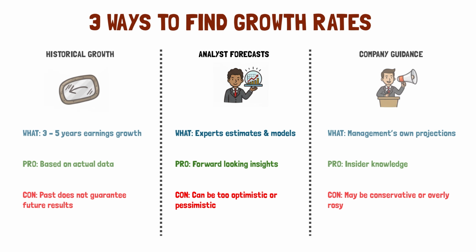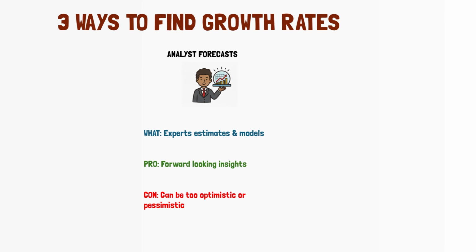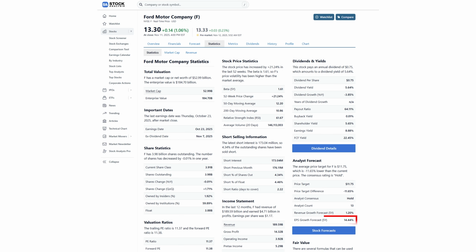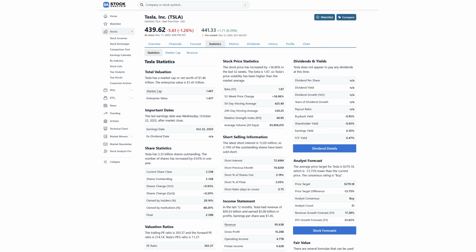For simplicity, let's use analyst forecasts. Ford is expected to grow earnings by about 14% for the next 5 years. Tesla is expected to grow earnings by around 33% for the next 5 years.